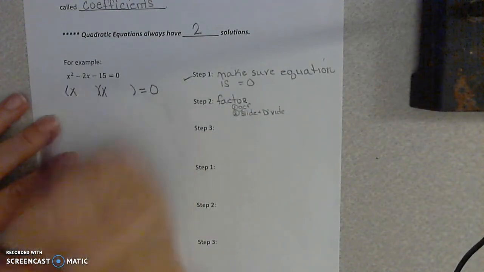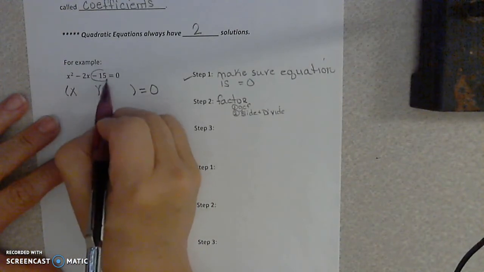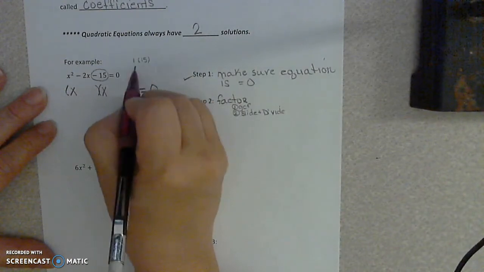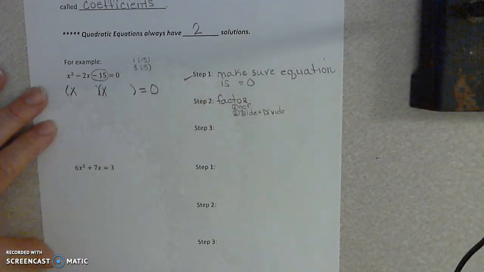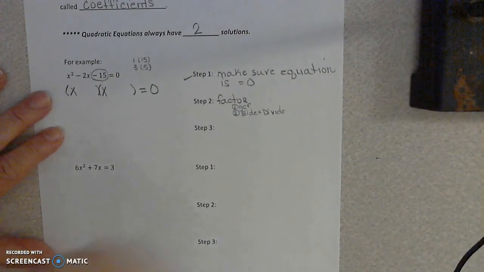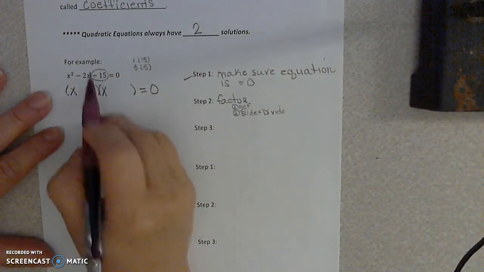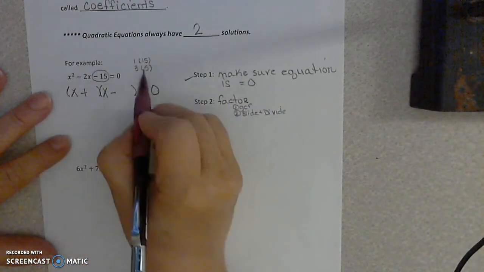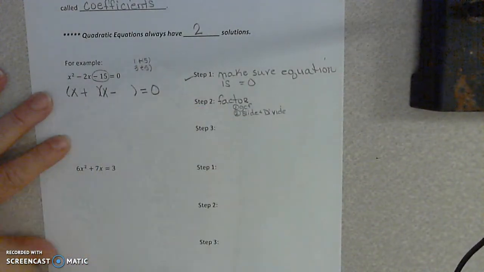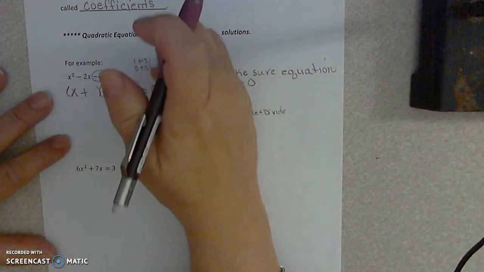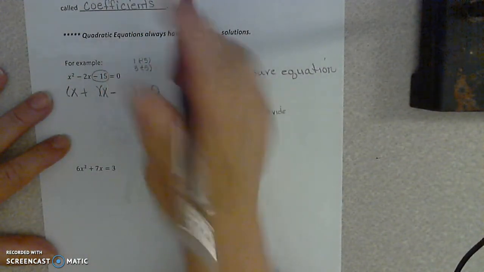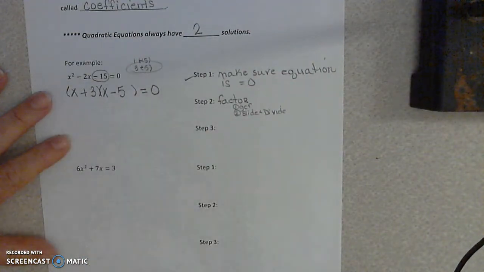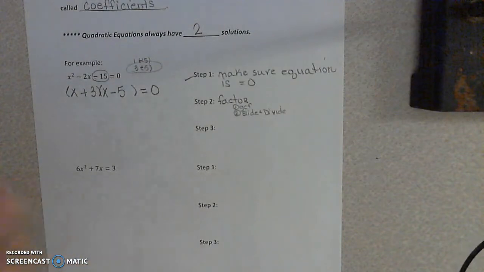X times x is x squared. I'm looking for factors of 15. That's 1 and 15, 3 and 5. That's it. Not too much to do there. This tells me I have different terms. This tells me the larger one is negative. So the larger one's going to be negative. Which combination gives me a negative 2? It would be that one.